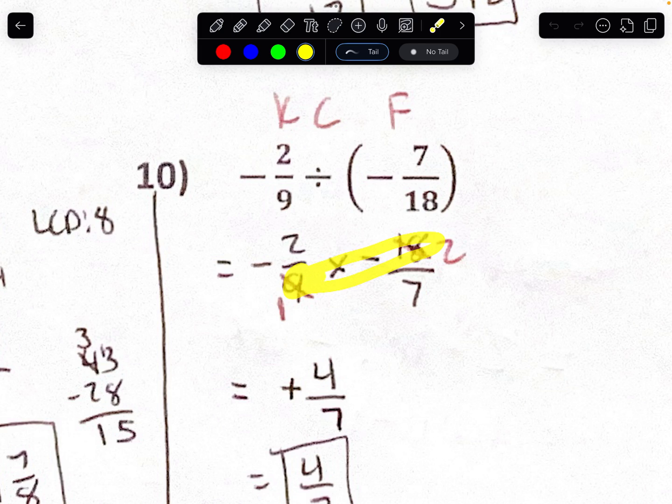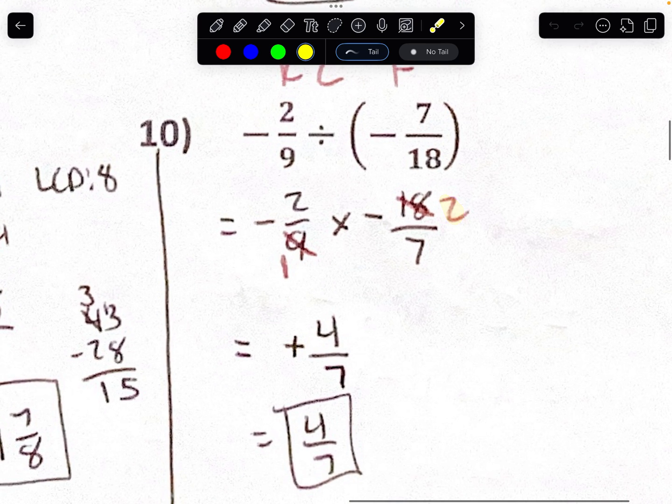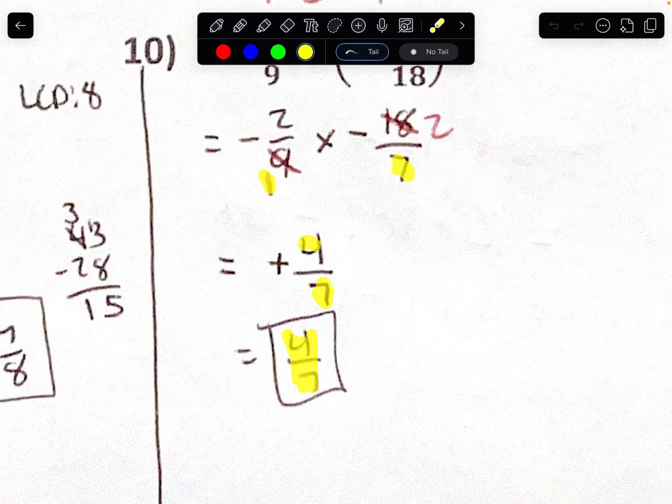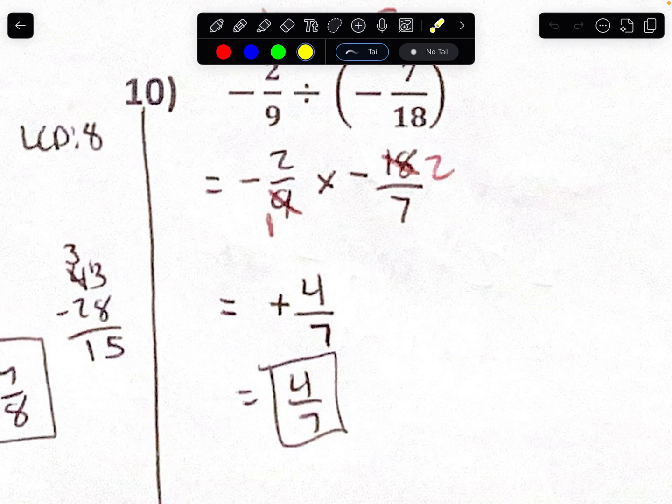9 and 18 can cross cancel, so 9 can go into 9 one time, 9 can go into 18 two times. Then we multiply across, so negative 2 times negative 2 makes 4. 1 times 7 makes 7. So our final answer is 4 over 7. Just a reminder, in multiplication or division, 2 negatives makes a positive. So that's why our final answer is a positive.